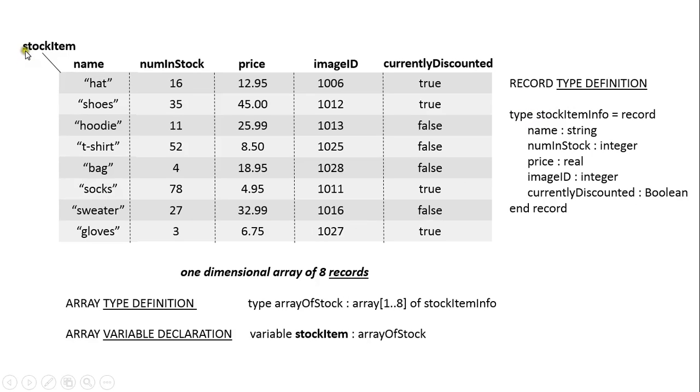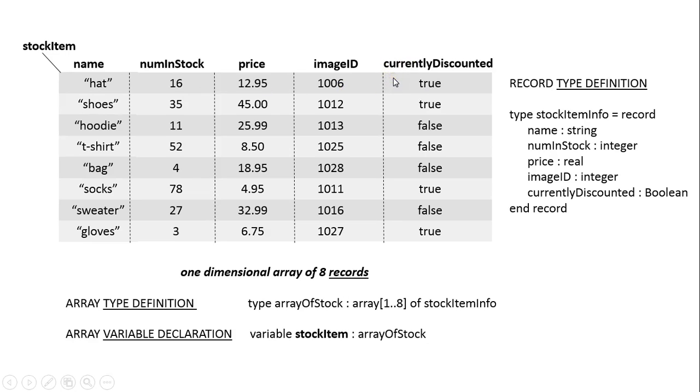So we have stock item, which is a one-dimensional array of records. So this record here is stock item 1. This is stock item 2, stock item 3, and so on. So it's still a one-dimensional array, but each element is a record with 5 fields.